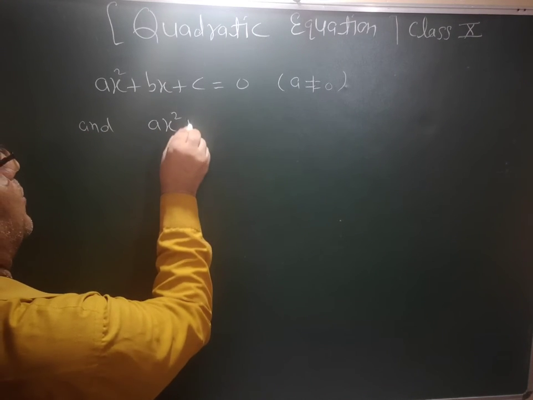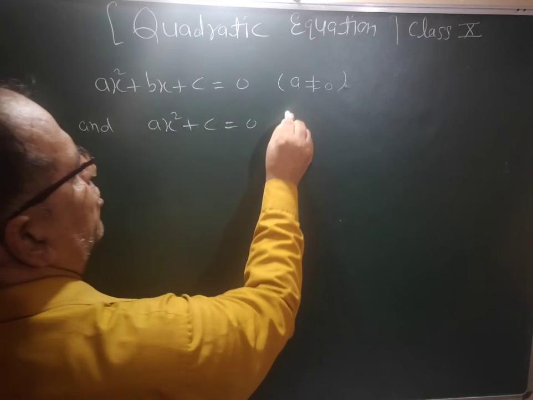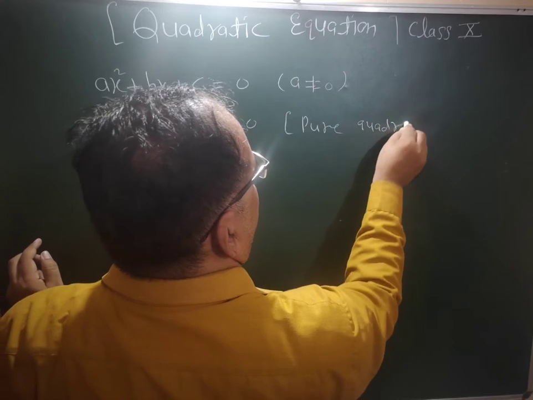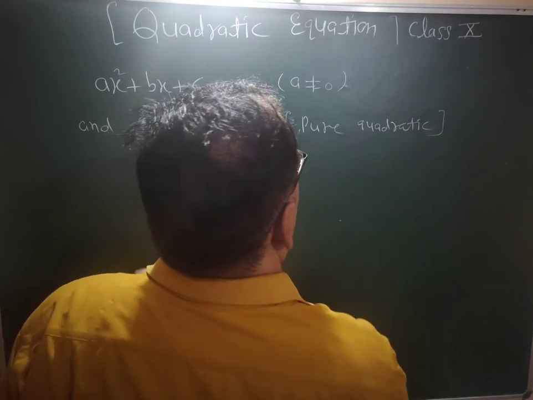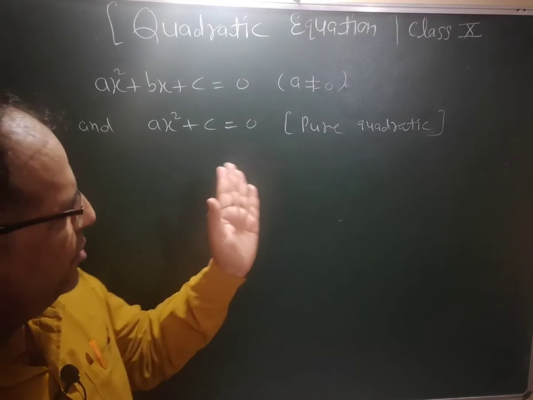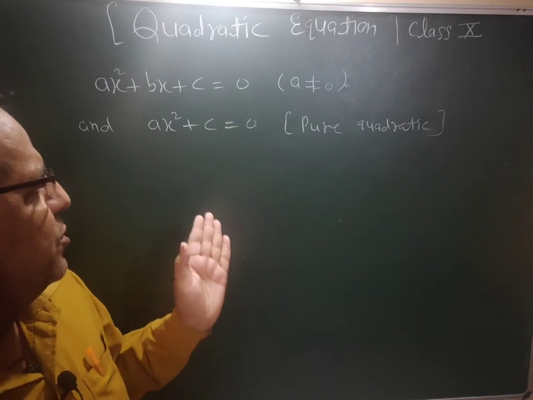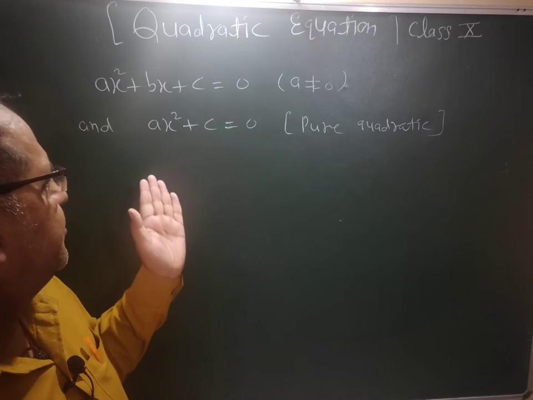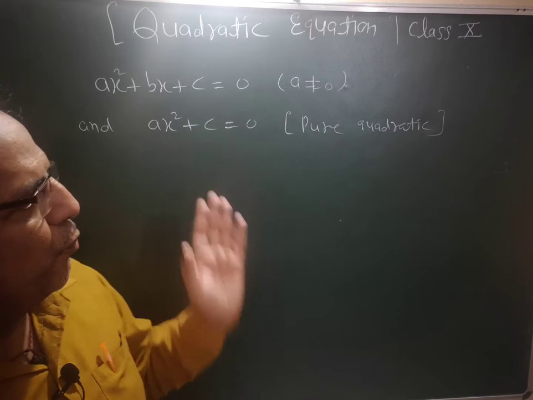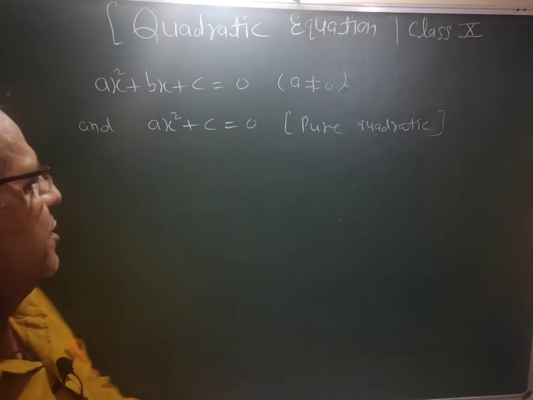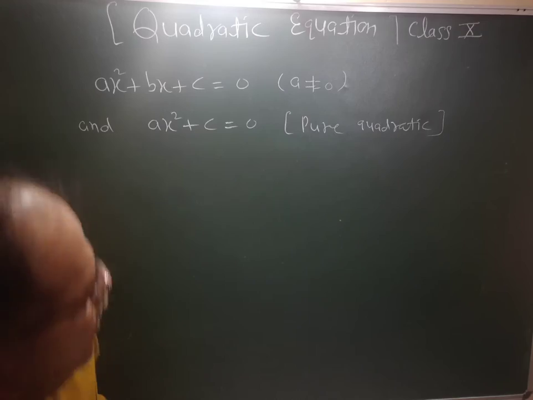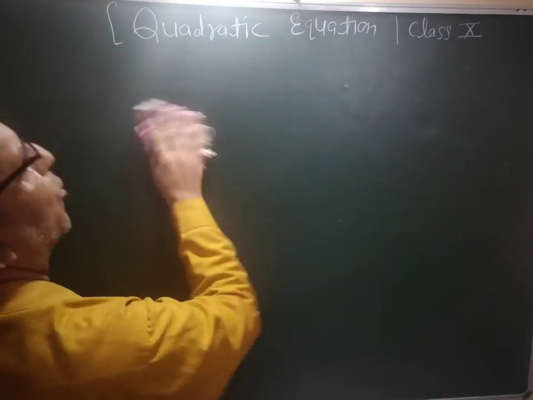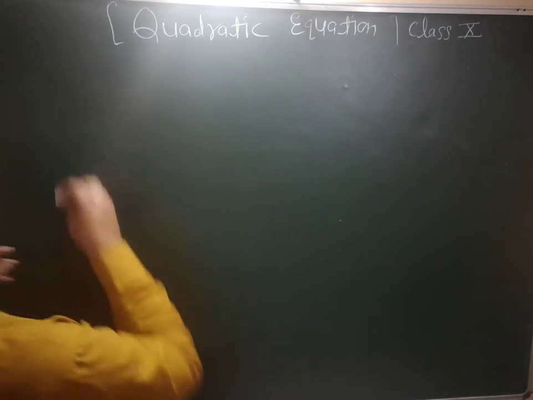And ax square plus c equal to 0 shows the pure quadratic equation. Okay. So now in this video we discuss some problems in which we convert word problems into quadratic equations. So suppose I am taking the first word problem, a normal and simple problem.